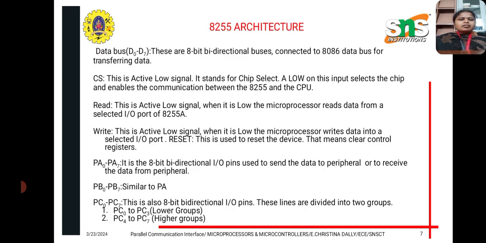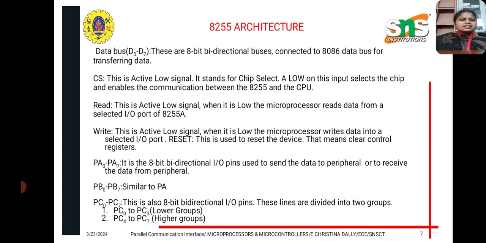The next thing we are going to see is the block diagram. Before that, the data bus is a bidirectional bus. It is used to connect data for transferring. The chip select is an active low signal. Inputting a low signal on this selects the chip and enables the communication. Read is an active low signal; the microprocessor reads the data. At the same time, write means to write to the control register.